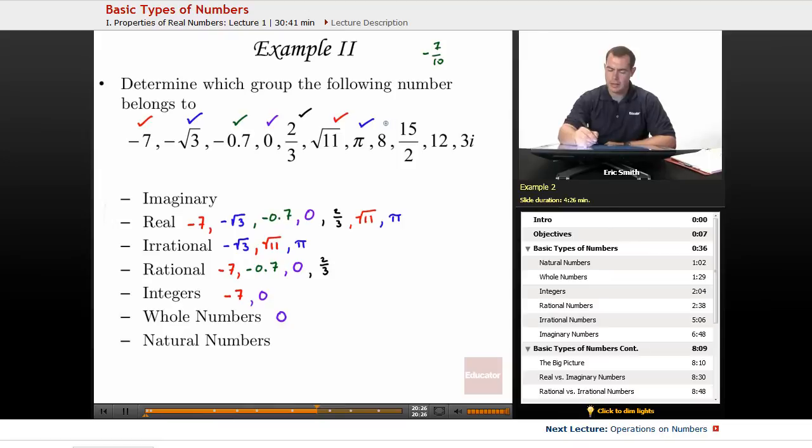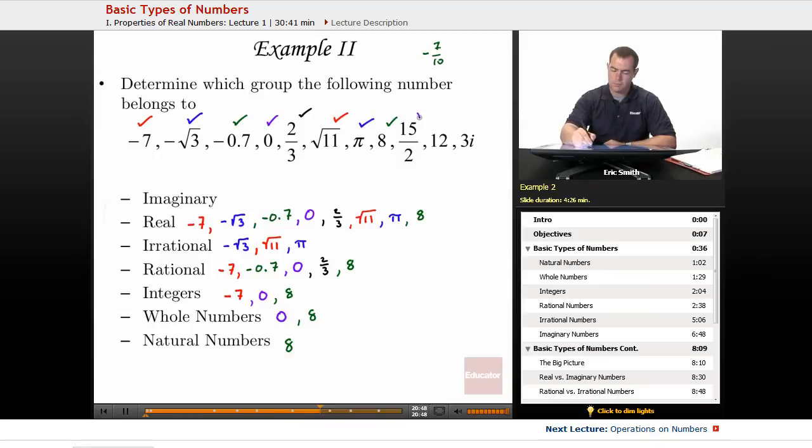On to the number 8. This one's going to be in a lot of different groups. It is a type of real number. I can write it as a fraction by putting it over 1. It is on our integer list. It's on our whole number list. And it is a type of natural number. So lots of different things.